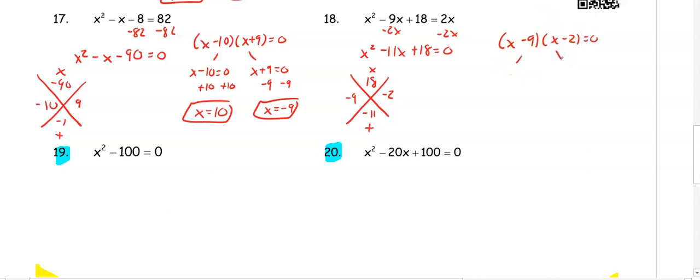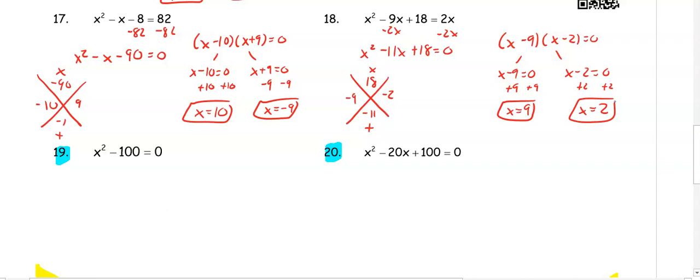We set each part equal to 0. So x minus 9 equals 0 and x minus 2 equals 0. We can add 9 to both sides, so x equals positive 9. We can add 2 to both sides, so x equals 2.